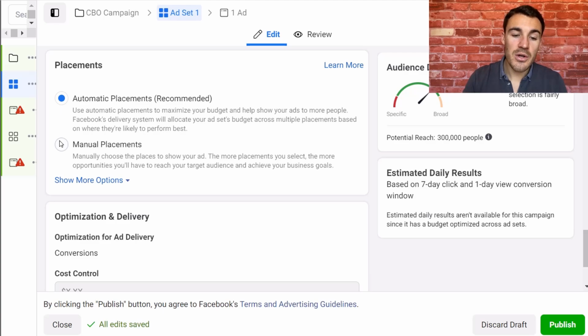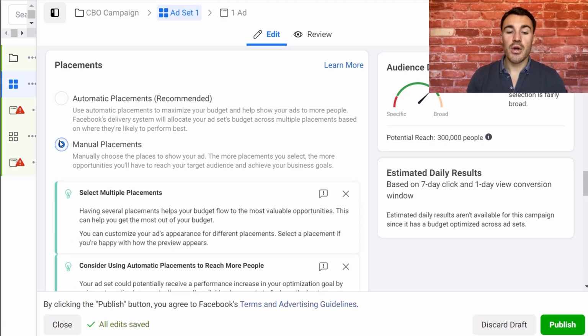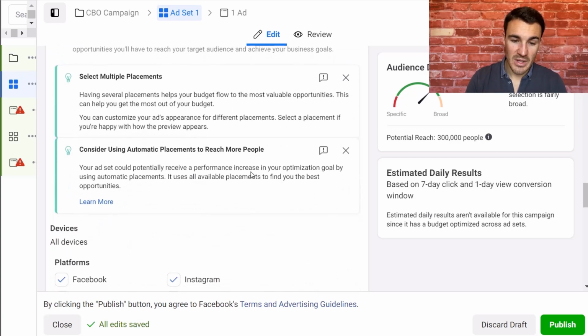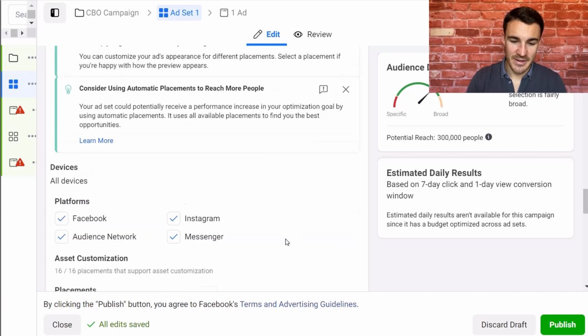Now, if you are not using a conversion-based objective, you want to go ahead and select manual placements, and you want to be a lot more selective here. Very, very important. So you can see Facebook's got a bunch of different stuff here.